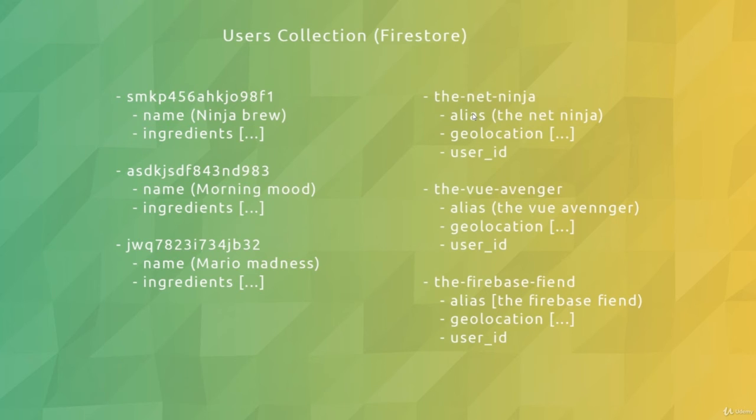Now we don't have to do it this way. There's different ways of doing everything. This is just one of the ways we can do it. And we'll also be using this slugified version of the alias as part of the URL to this user's profile page later on. So now we know roughly how we'll be structuring the data.